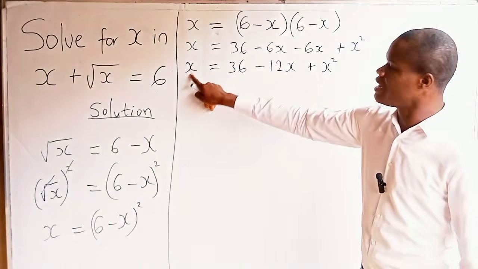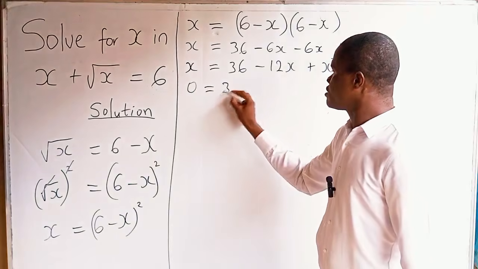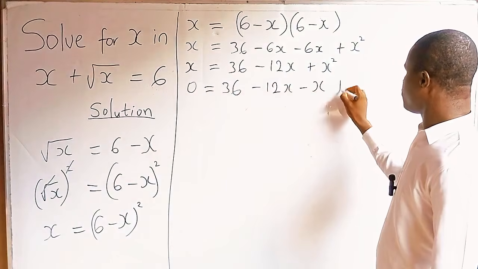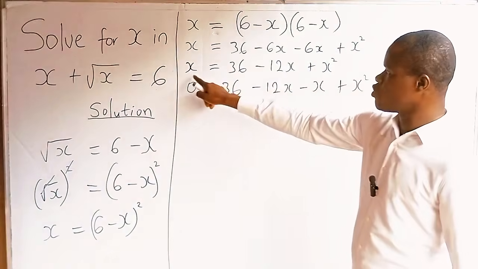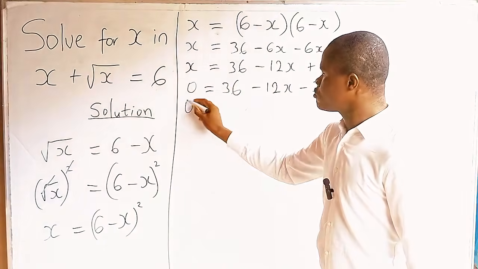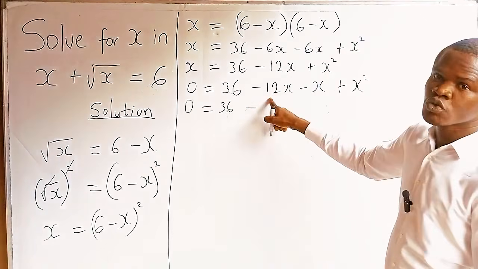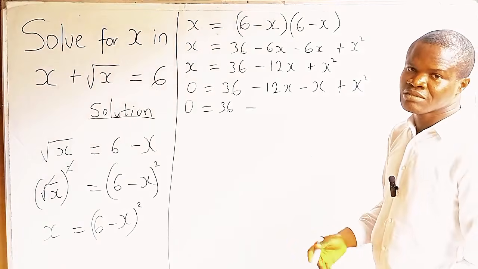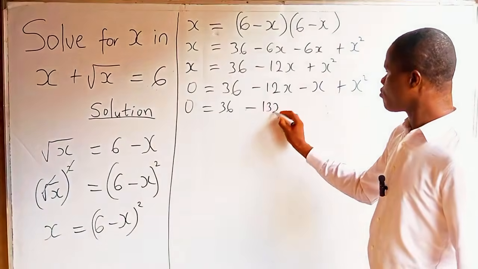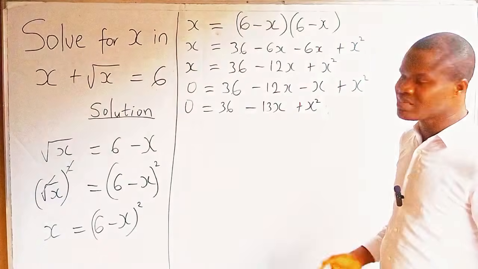So I'm going to take this x here inside. It becomes 0 is equal to 36 minus 12x minus x plus x squared. So this was x. Once it comes inside, it becomes minus x. So this becomes 0 is equal to 36 minus, this is minus 12x minus x. It's like saying minus 12 minus 1. So we're going to have minus 13x plus x squared. So this is a typical quadratic equation.